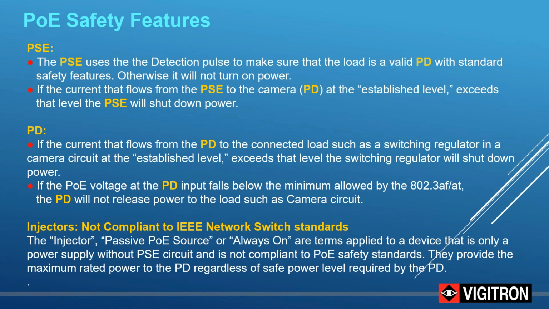Let's talk about PoE standards. We covered this in our last session. So once again, just to make sure that we know what our terminology is, in terms of the 802.3 standard, the PSE, the power source equipment, is where the PoE originates from. It transmits its PoE to the PD, the power device. In this case, we'll call it the camera. The current flows from the PSE to the camera, the PD, at the established levels, we're fine. But if it exceeds those levels or doesn't respond to those levels in a certain period of time, the system will shut down.